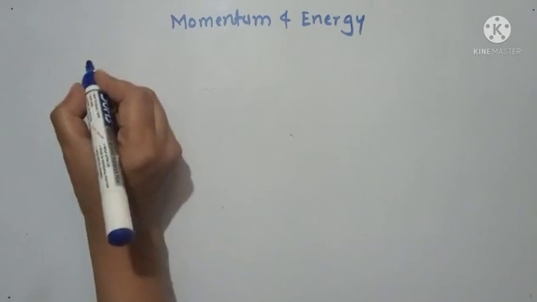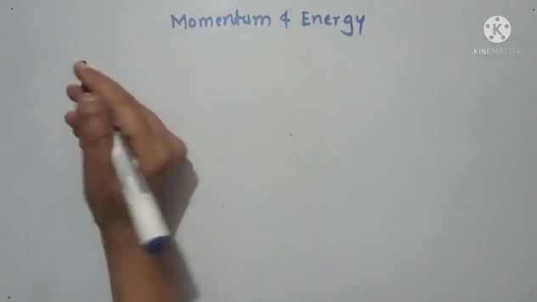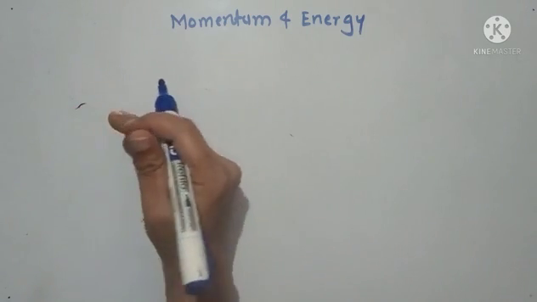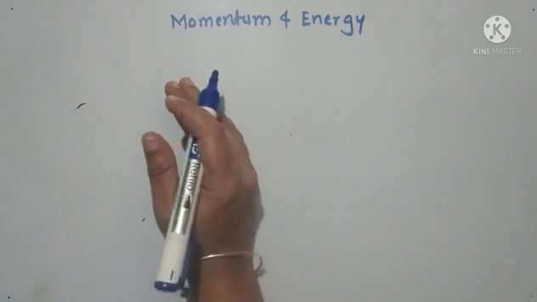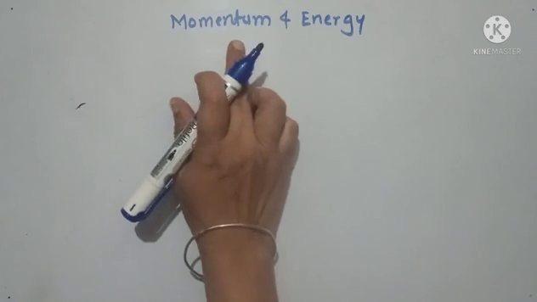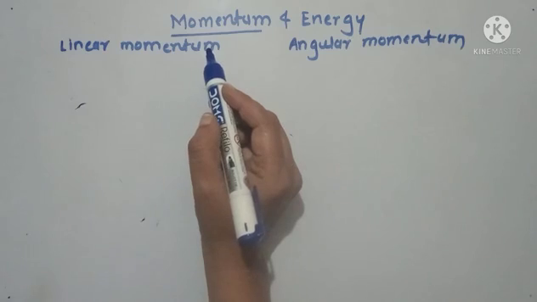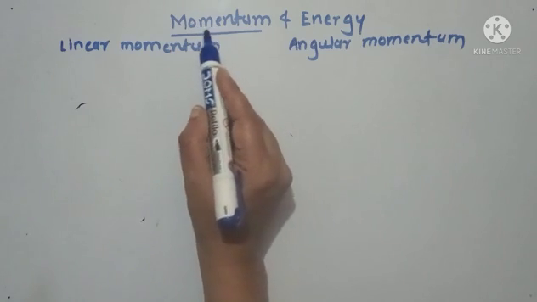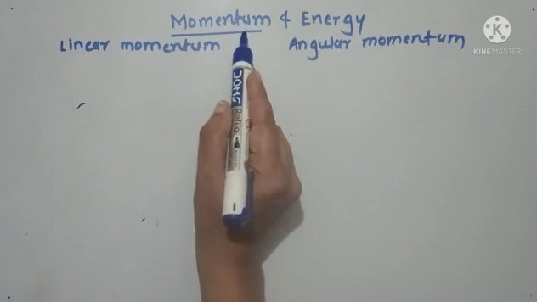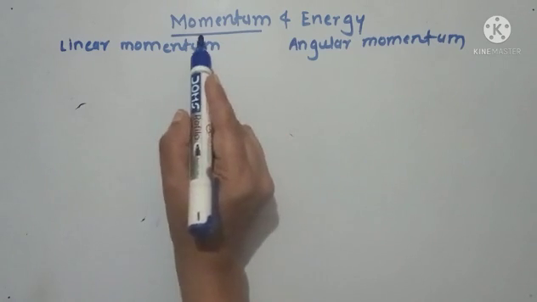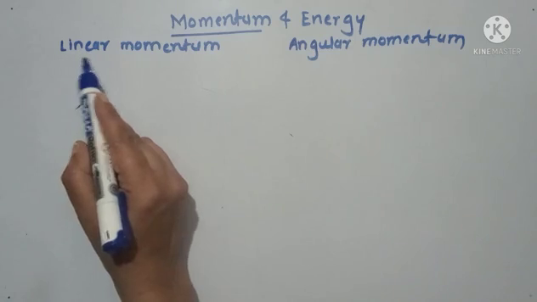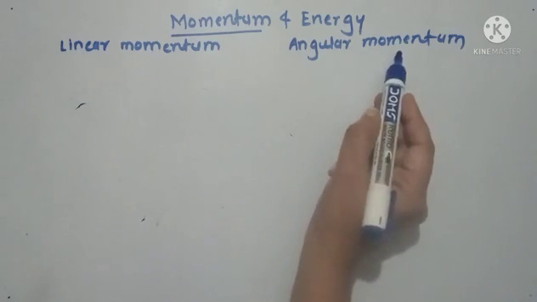To write the equation of the motion of any particle or any system of the particles, we use these conservation laws of momentum and energy. So let us deal with the momentum first. There are two types of momentum: linear momentum and angular momentum.